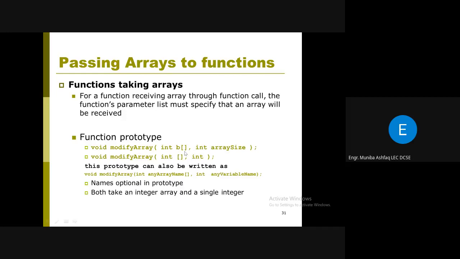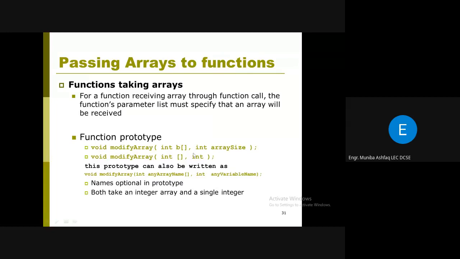So if you want to declare, you can simply write int b. Here the array name is b. How do you know that this is an array? You can simply see that square brackets are there. So if you see square brackets, you can identify it as an array. And here you can see array size. There is no square bracket. It means this is simply a variable.